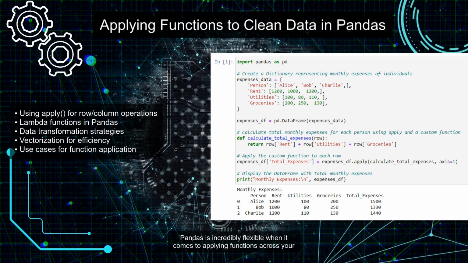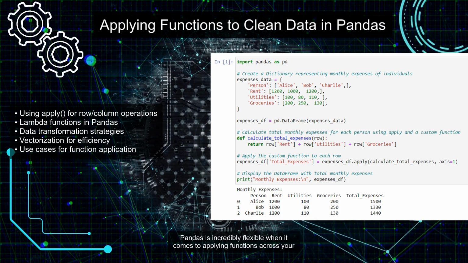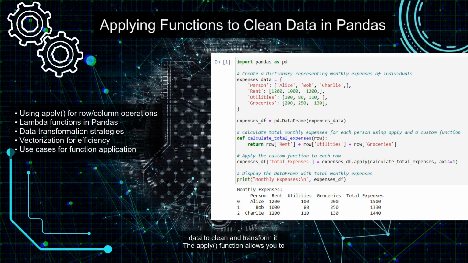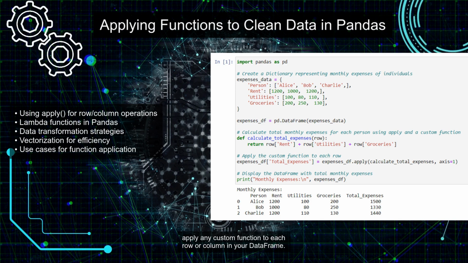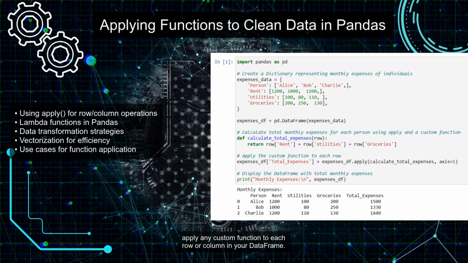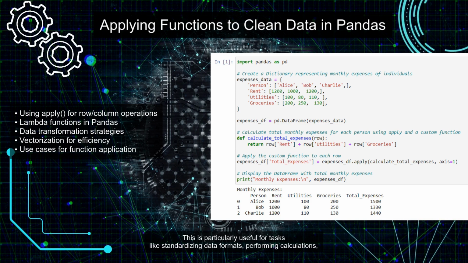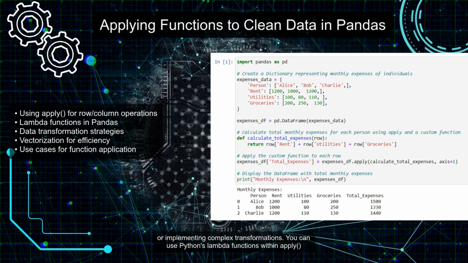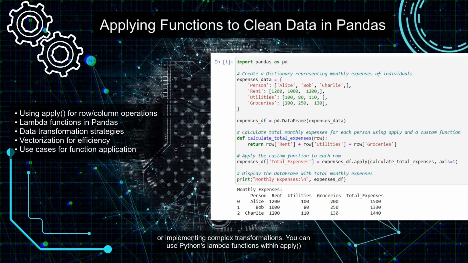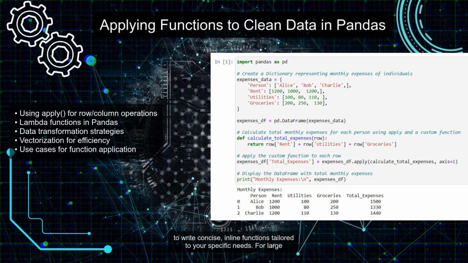Pandas is incredibly flexible when it comes to applying functions across your data to clean and transform it. The apply function allows you to apply any custom function to each row or column in your data frame. This is particularly useful for tasks like standardizing data formats, performing calculations, or implementing complex transformations. You can use Python's lambda functions within apply to write concise, inline functions tailored to your specific needs.